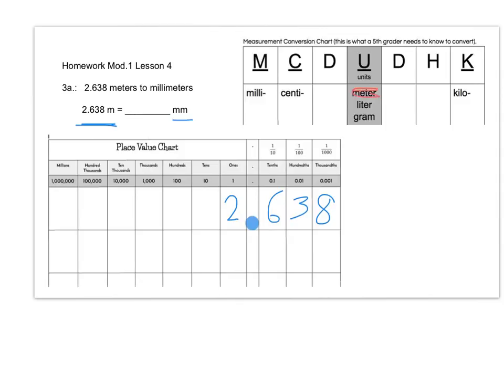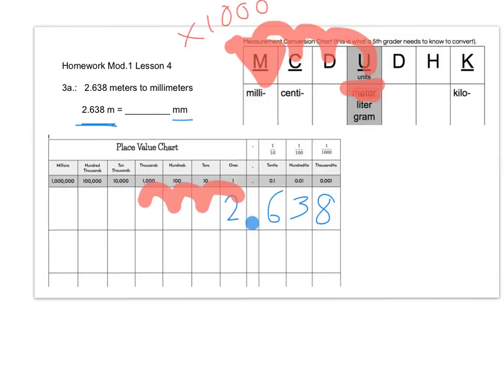So we're starting here at meters, and we're going to millimeters. 1, 2, 3. That's 3 to the left. We're ending up here in millimeters. So if we're doing 3 to the left, that means we are multiplying by 1,000. So we are going to be going 1, 2, 3 to the left, which means we're going to end up right in this box right here.